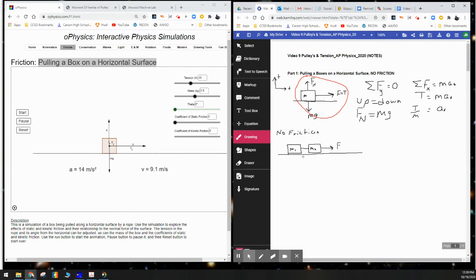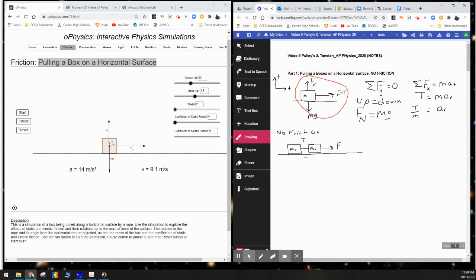Now M1 and M2 could be the same or they could be different. We're not sure, but we'll just identify them as M1 and M2. Now there's a string here, and this is the applied force. The tension is being applied right here. So there's a tension T that's applied right here.